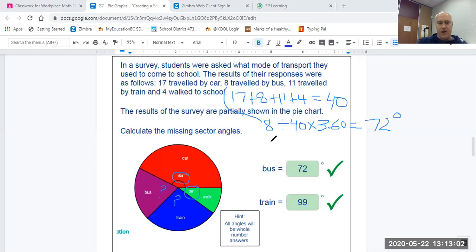Likewise, then we're looking for trains. So it says that there are 11 that travel by train. So I'm going to go 11, divide by the total that I figured out, which was 40, and then multiply by the degrees that are in a circle, which is 360 degrees. When I plug that all into my calculator, it's going to come out with 99 degrees. So let's plug that into the calculator and see what that looks like.